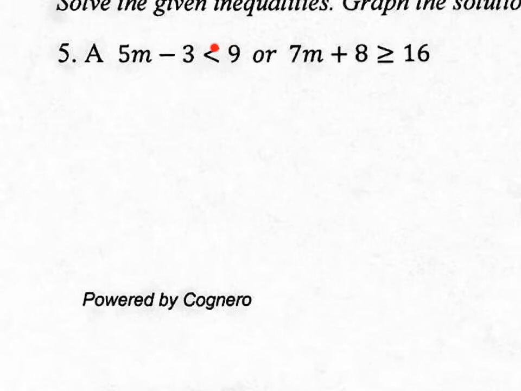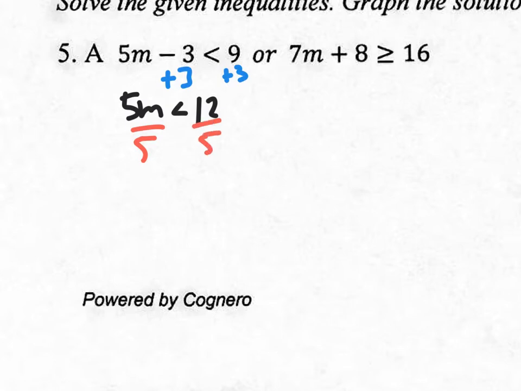We really do have two separate inequalities separated by the word or. So let's just solve both of them. But let's remember that it really belongs to the same compound inequality. So let's start by adding 3. We're going to have 5m is less than 12. And if you divide by 5 and divide by 5, you're going to have m is less than 12 fifths. And of course, 12 fifths on a calculator or in your head is 2.4. So m is less than 2.4.